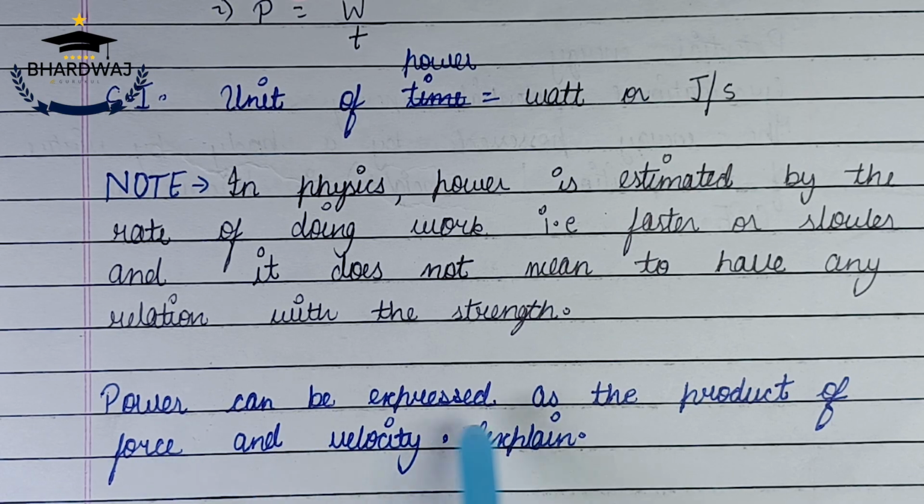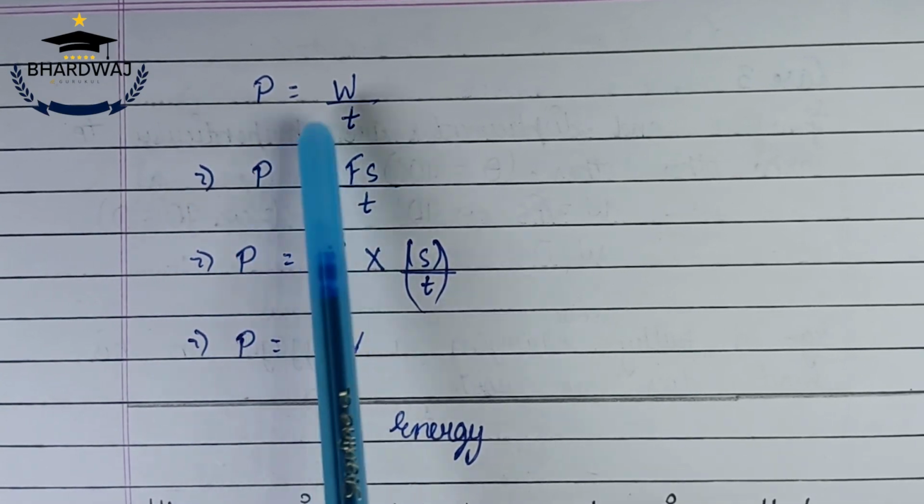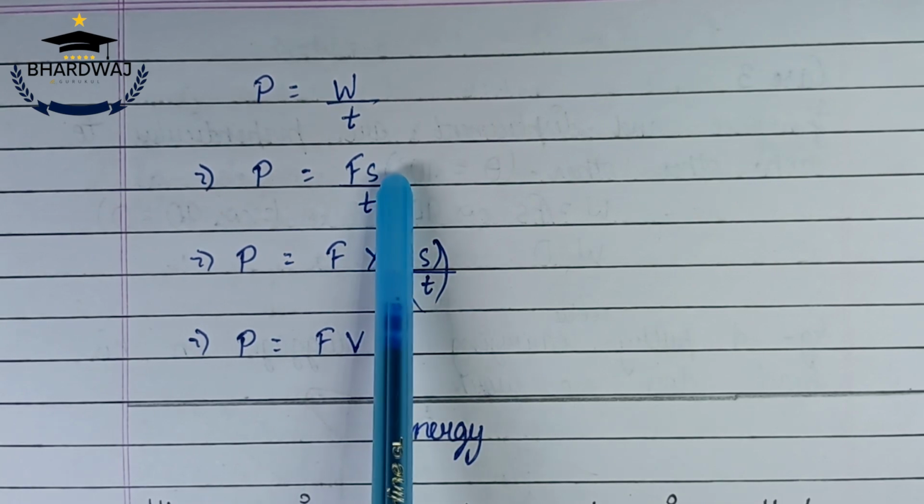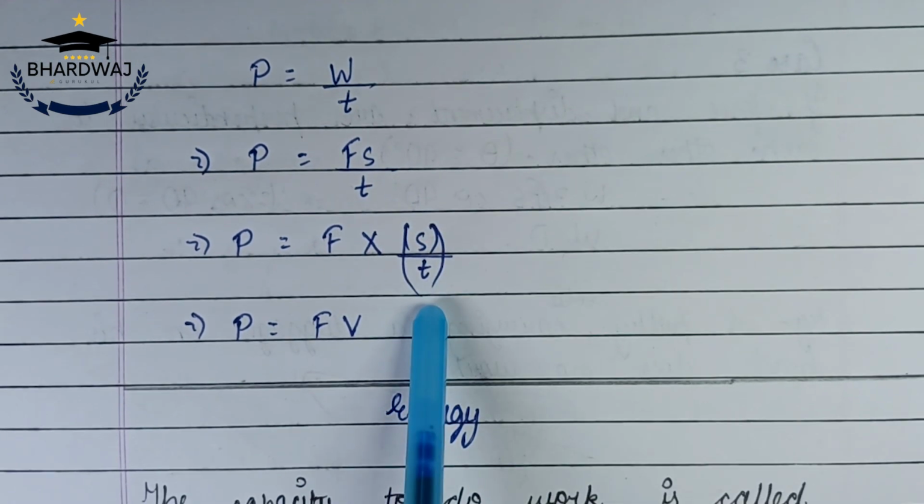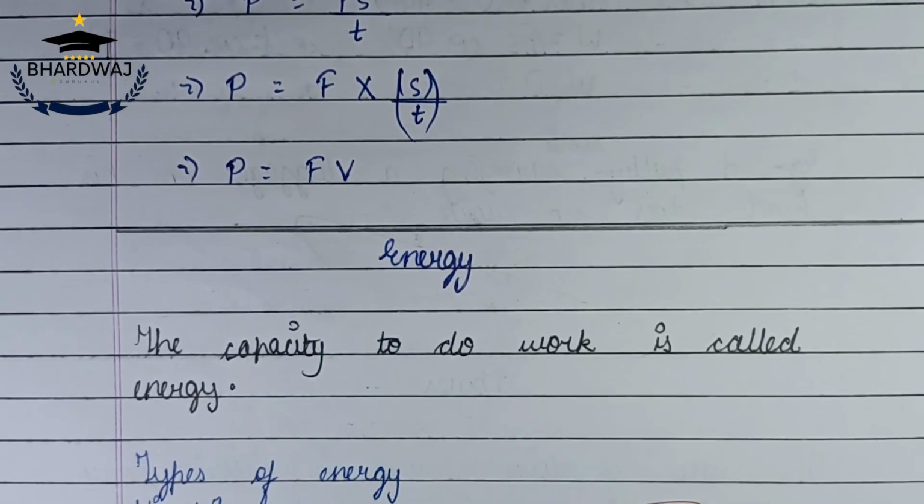Question: Power can be expressed as a product of force and velocity. Explain. As we know, power is equal to work done upon time, and work done is equal to force into displacement. Displacement upon time is velocity, so power can be expressed as the product of force and velocity.